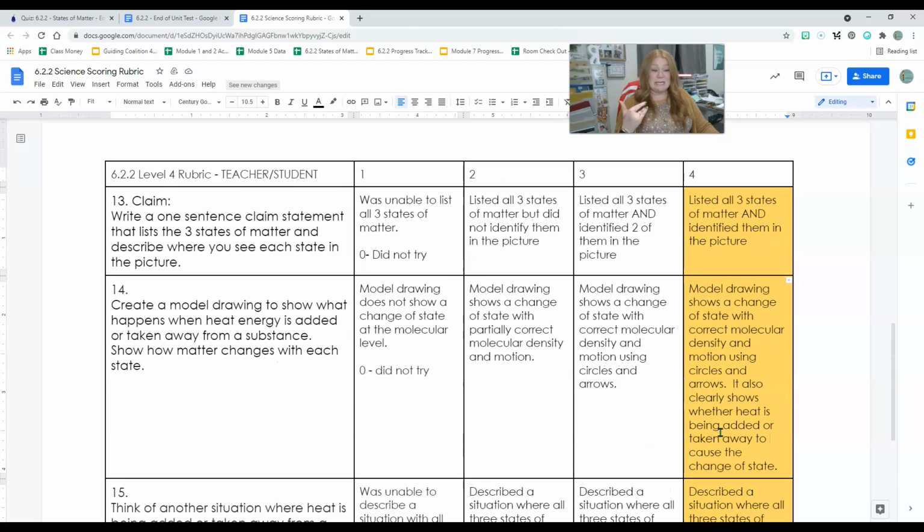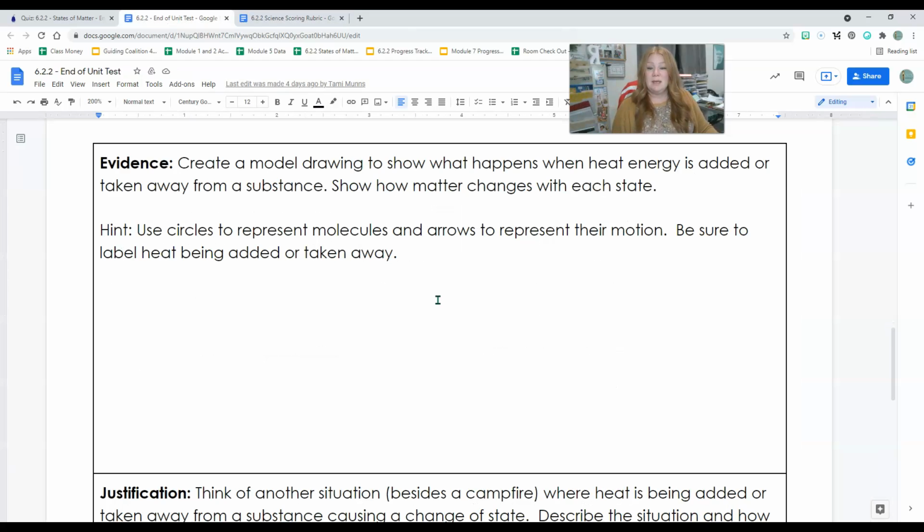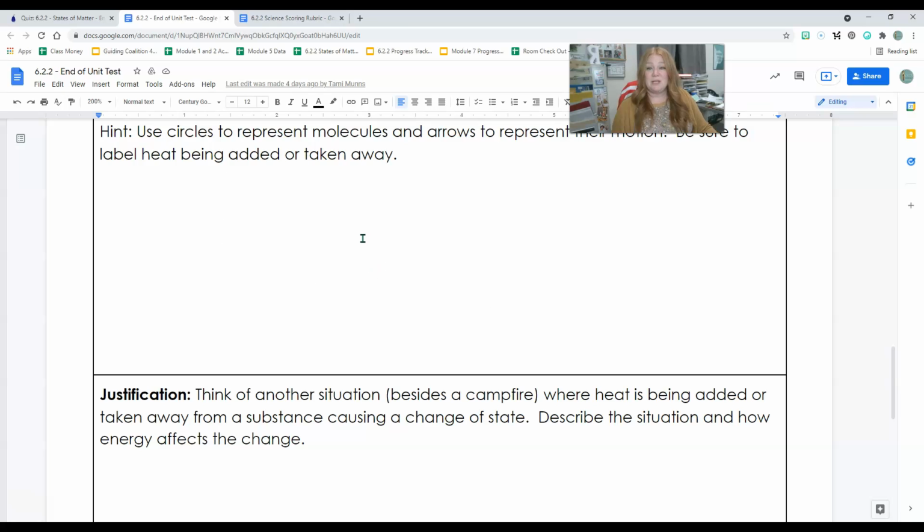I also think it would be a good idea to say, as it changes from this to this is what we call it. So if you want the 4, you've got to have the model. It's got to be labeled. It needs the correct density of the molecules. Are they together? Are they spread out? How are they moving with each other? Is heat being added or taken away to cause those changes in the phases? So you're drawing your model here. Make sure you tell me what is happening. Label these. Where is heat added? Where is heat taken away?